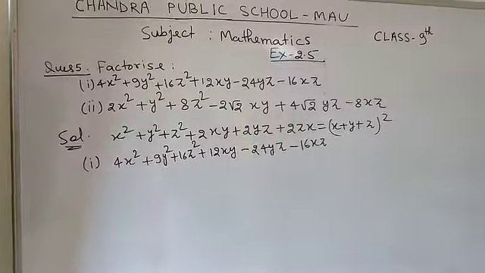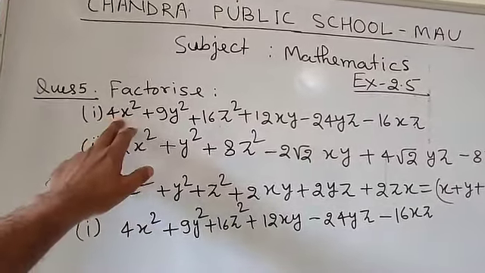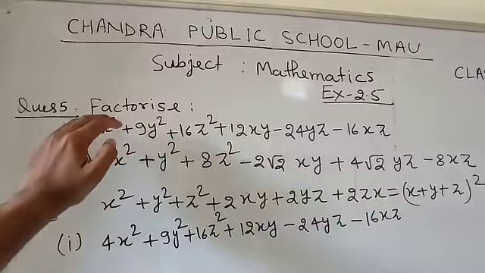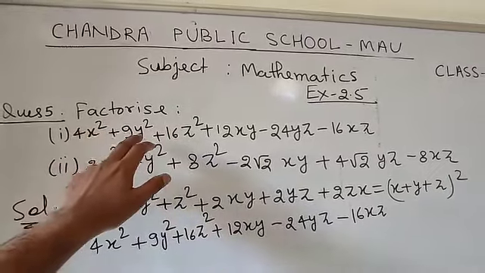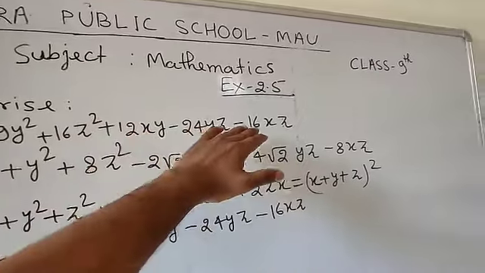Now students, here I had written question number 5: factorize. Here you need to factorize these two. You will find that two parts are there. The first part is given as 4x square plus 9y square plus 16z square. Here you are going to find the square of the three terms. Three terms are there, 4x square, 9y square, 16z square, and after that again x, y, z are used here.